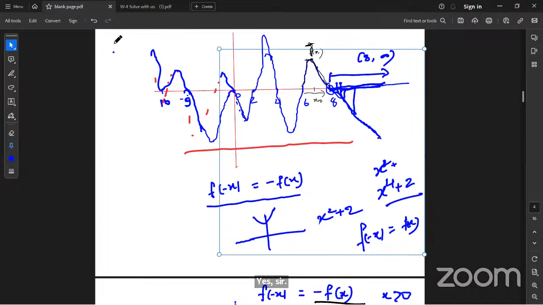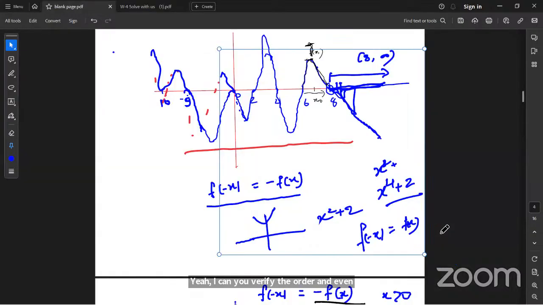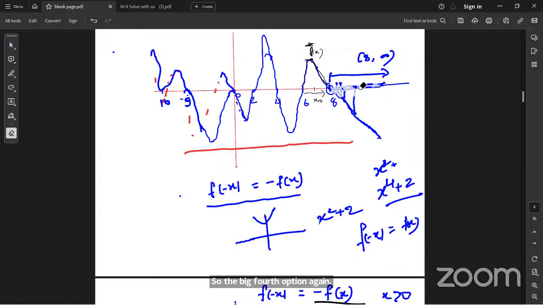Sir, can you repeat the third option again? P of x is odd function, can you verify the odd and even one? Sir, repeat the fourth option again. In the fourth option, I am saying this is odd because, just a minute, let me erase. So this is your graph, right? Everyone is able to see the graph now.